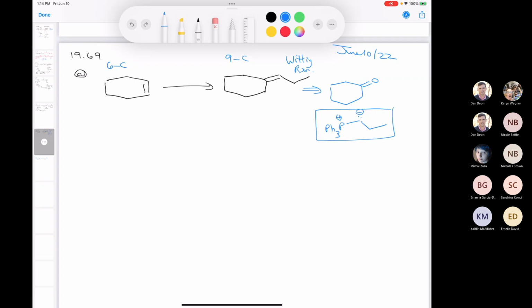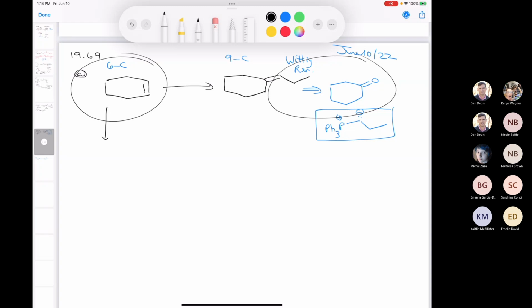Does anybody have an idea? Anything that we could try? There's a few things. There's one thing that I would think is better than anything else. There's one reaction I would put at the top. Does anybody have an idea where you would start to go from this compound to cyclohexanone, the alkene to this ketone? We're not adding any carbons.